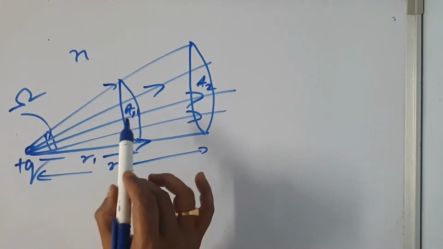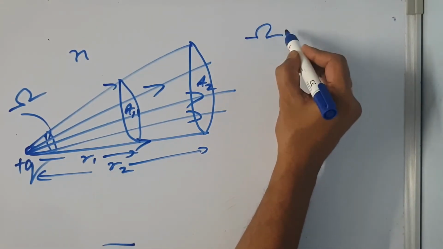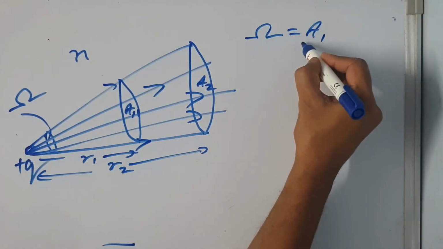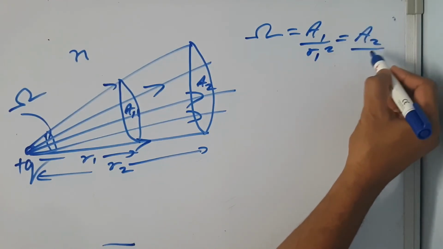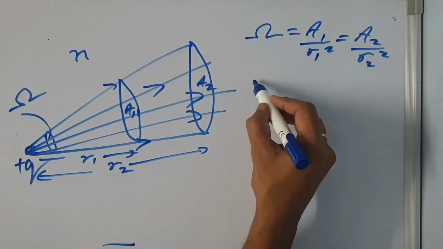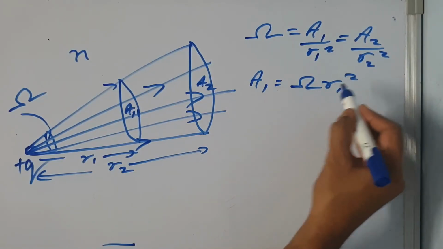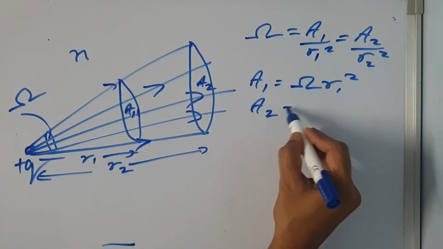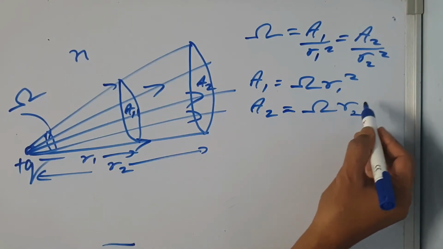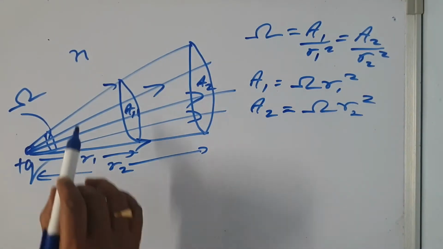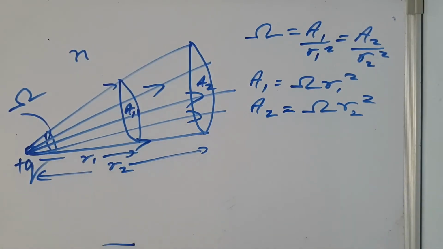Now we have learned solid angle in 11th. What is solid angle omega equal to? It is area upon r squared. Therefore I have omega is equal to A1 by R1 squared. At the same time it is also equal to A2 by R2 squared. From here what do I have? A1 is equal to omega R1 squared, and A2 is equal to omega R2 squared.